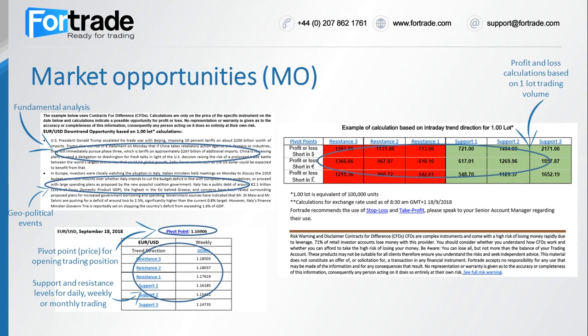And further down you have calculations on the right hand side. If you close the position using take profit, you can expect these kinds of profit at those support levels in green. If the price is going against you, then you can potentially have a loss of this amount at these resistance levels in red. Finally, profit and loss calculations are based on a one-lot trading volume.